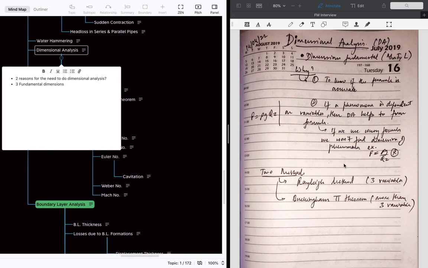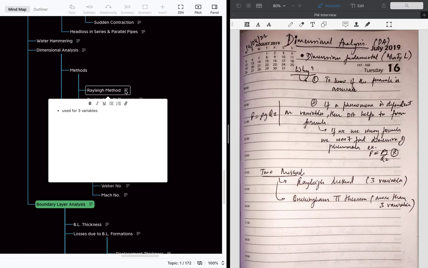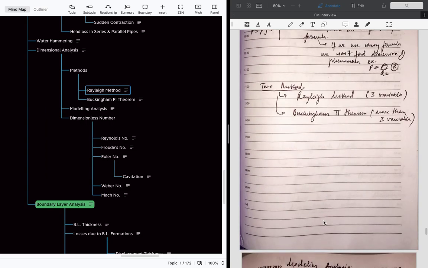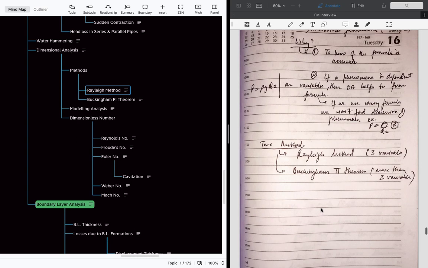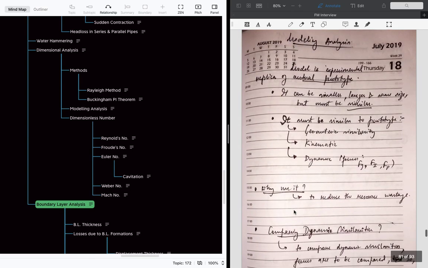Okay. And next, there are methods of dimensional analysis. There are two methods. One is the Rayleigh method, second is the Buckingham pi theorem. The Rayleigh method is the basic method used for dimensional analysis in which we have a maximum of three variables, and we use the Buckingham pi theorem for cases in which the phenomena contain more than three variables. For interview purposes, this is more than enough to know about these methods. So let's move on to the modeling analysis, which is used in dimensional analysis.